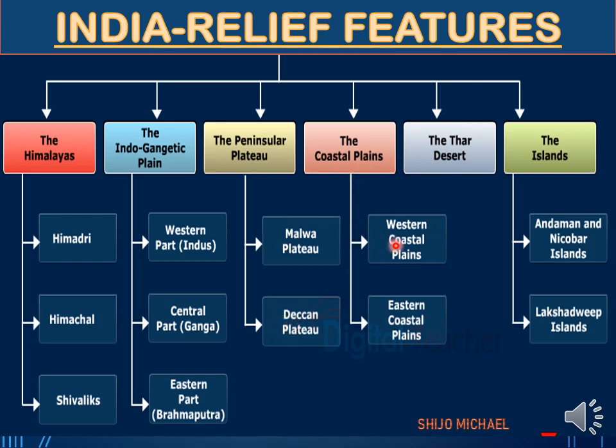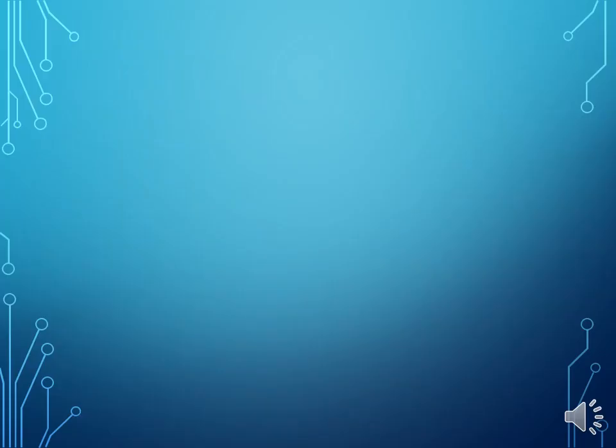The coastal plains: on the west side there is the western coastal plain, and on the eastern side there is the eastern coastal plain. Being surrounded by ocean or sea on three sides, it is also known as a peninsula. The Thar Desert: there is only one desert in India, that is the Thar Desert. There are two groups of islands in India. One is on the eastern side, that is the Andaman and Nicobar Islands. One is on the western side, in the Arabian Sea, that is the Lakshadweep Islands.